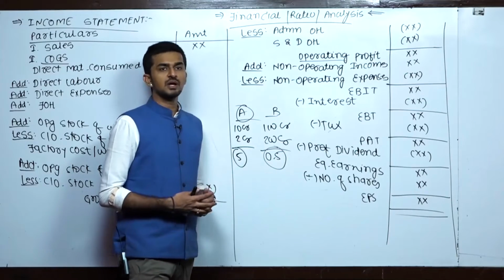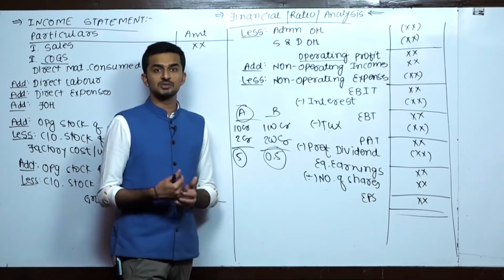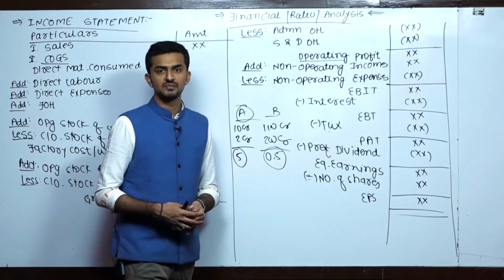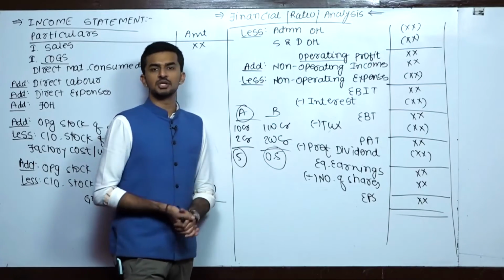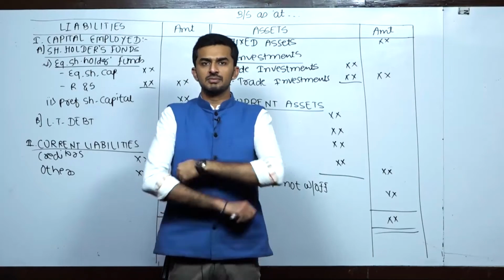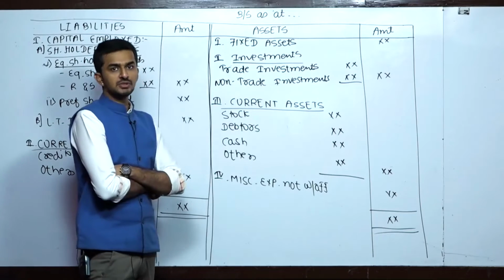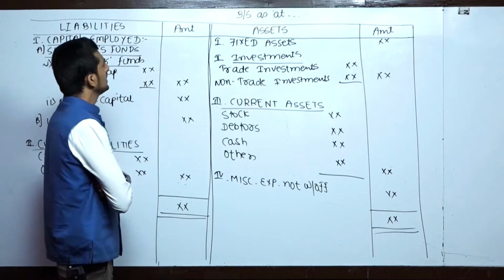Now going to the next part, we'll try to learn the balance sheet format, and then we'll move on to the types of ratios that we have to learn. So let's cut to the balance sheet now. We're going to have a look at the format of the balance sheet. It's simpler, nothing great in it. Still, we'll look into it so that there is absolutely no doubt.